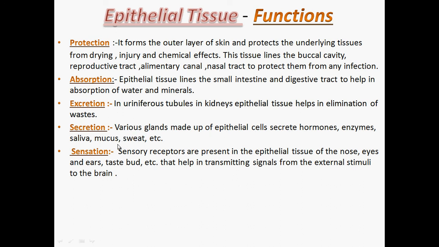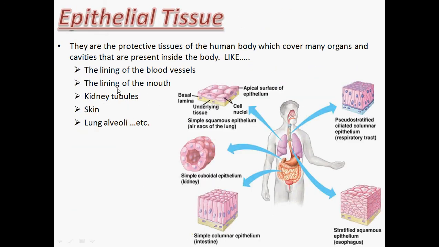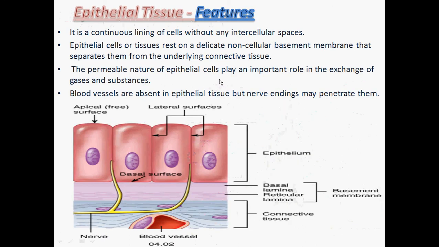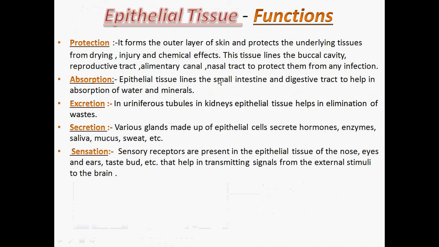Now even sensation is experienced through the epithelial tissue. The sensory receptors which are present in the sense organs like nose, eyes, ears, and taste buds transmit the signals from the epithelial tissue to the neurons. The neurons transmit the signal to the brain. In this way the brain directs the various organs to perform their different functions and act accordingly. Now students, in this way we understand the basic idea of epithelial tissue, and in the next class we are going to study the different types of epithelial tissues.